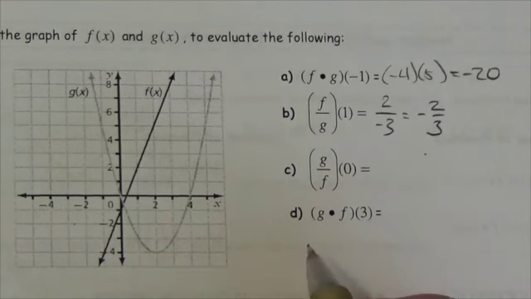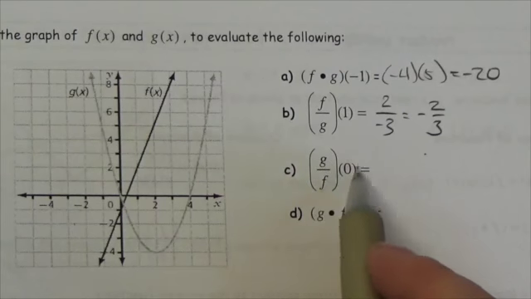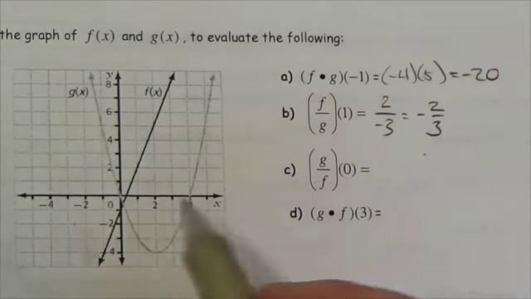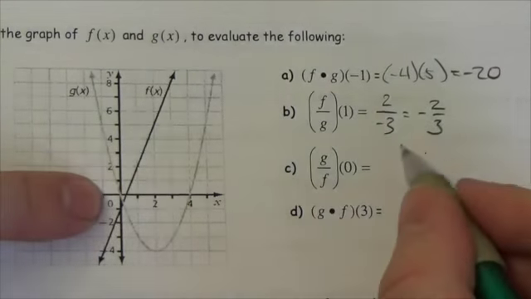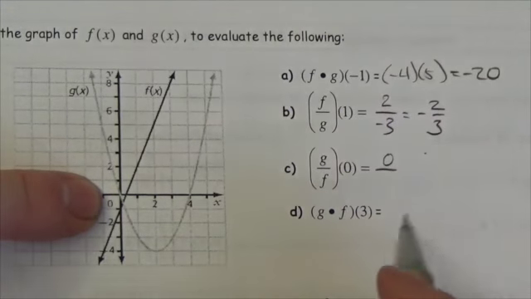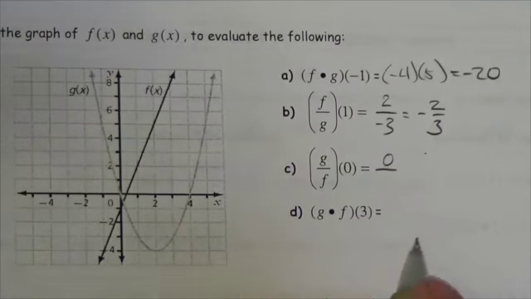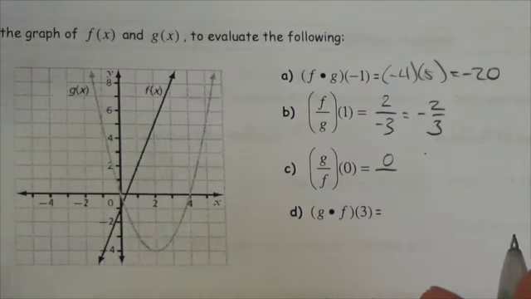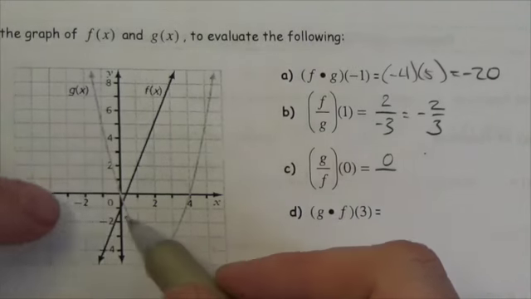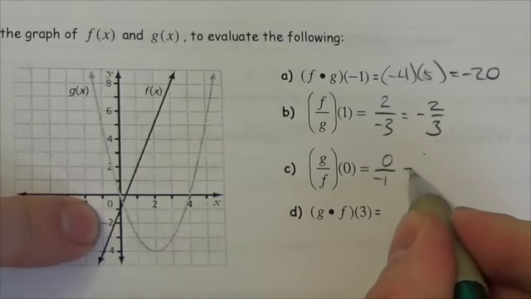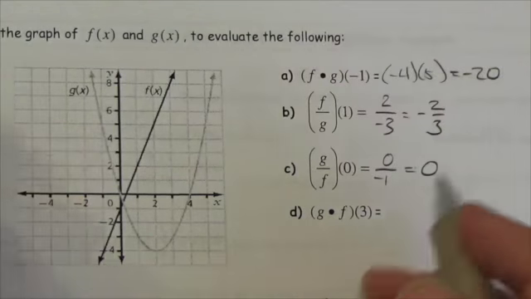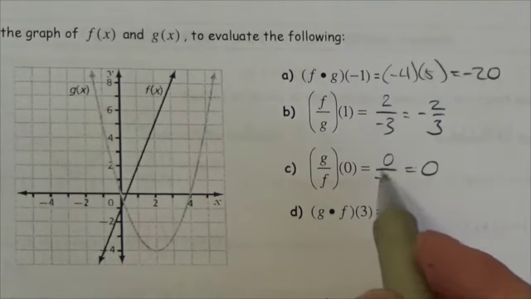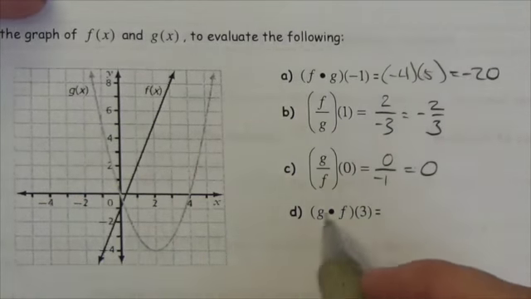Next one, g over f of 0. Now this time g is in the numerator, so g at 0 looks like 0. Now it really doesn't matter what f is so long as f isn't 0. It doesn't matter what else it's going to be, but as long as it's not 0, then we're okay here. And it turns out f actually is negative 1. And so our answer is going to be 0. Now for any value of f other than 0, this would have been 0.